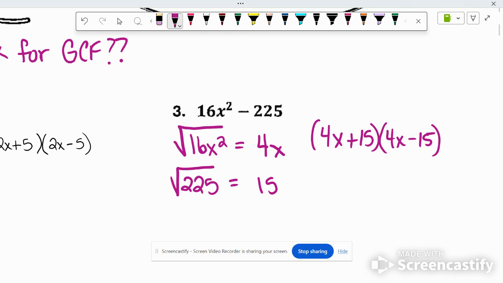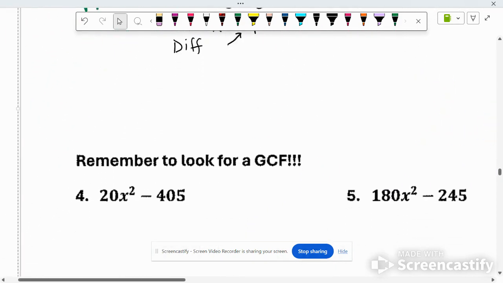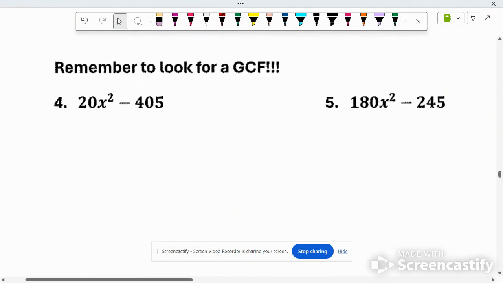What do we think about this? Pretty simplified. Can that be simplified? No, there are no common terms there. Good thinking, though. What about this one? It even gave you a note. It says, remember, look for a GCF.